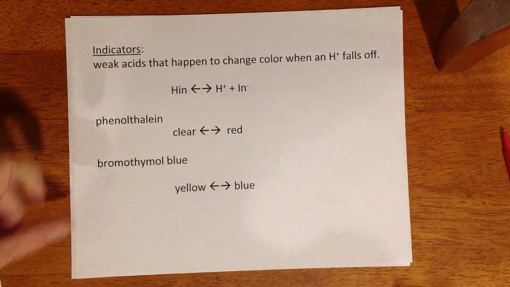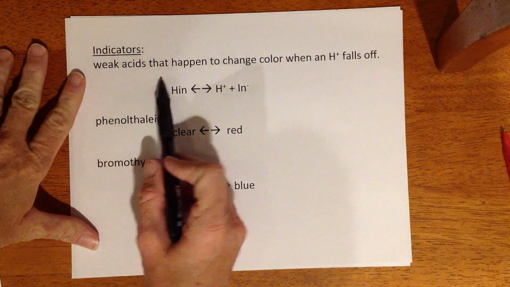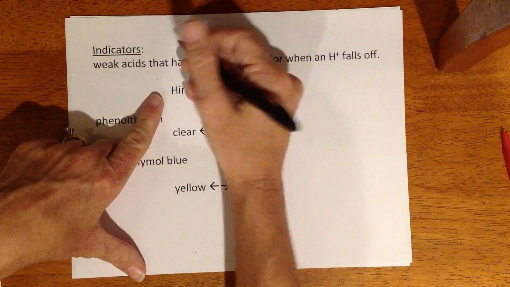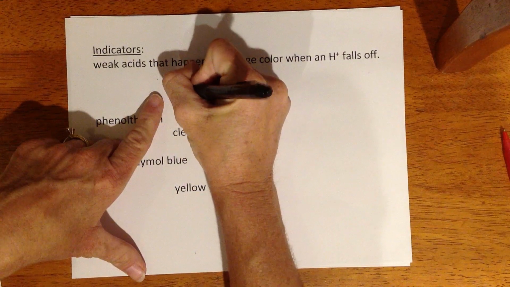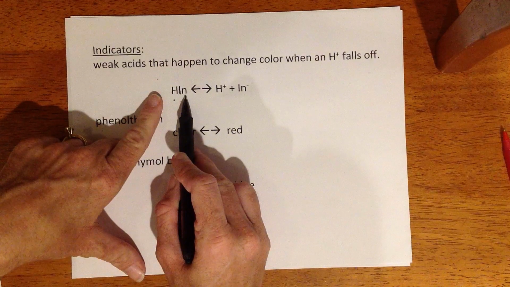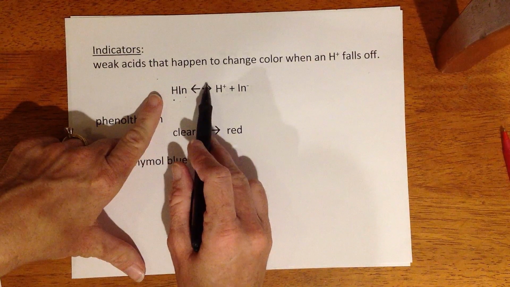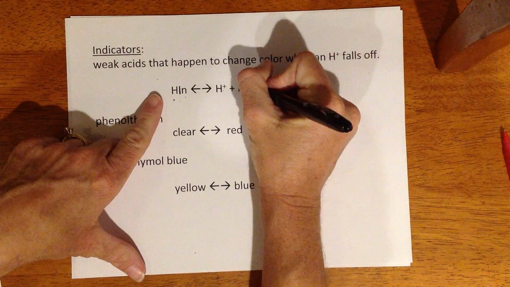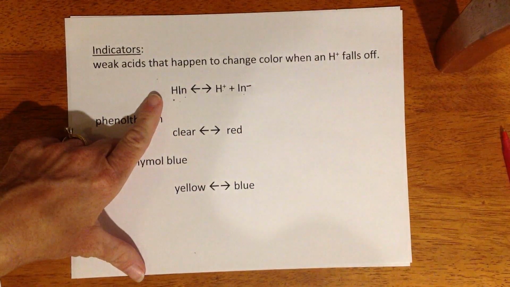So, indicators. An indicator is just a weak acid that happens to change color when the H falls off. And we usually use the generic equation. I had a typo, but I fixed it. H attached to the indicator is in equilibrium with H detached from the indicator, and there's a -1 charge there.